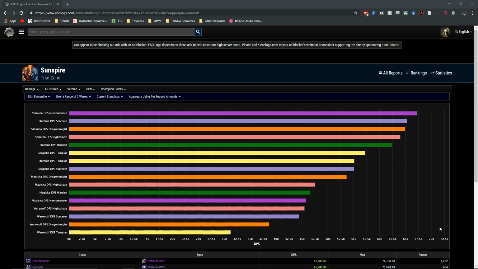So we need to consider what the external validity of this sort of application is. Can we use this data and say that, okay, Stamina Necromancers are going to be the top DPS across all pieces of content just based on what we see in Sunspire? I would argue maybe not. Cloud Rest and Asylum are more Magicka friendly, so obviously you might not want to run Stamina Necromancer there. So there's a lot of things going on here in this graph.